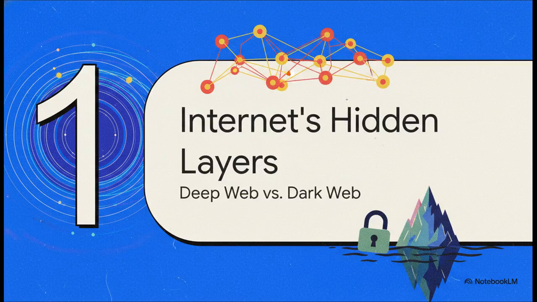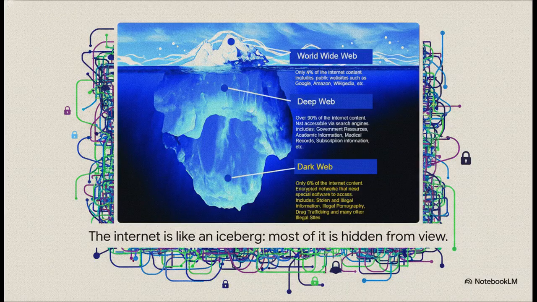Okay, first things first, we've got to get the names right. You've probably heard deep web and dark web thrown around, maybe even used them interchangeably, but they are not the same thing at all. So let's break down these hidden layers. The best way to picture it is with this iceberg analogy. That little tip sticking out of the water, that's the surface web. But underneath the water, there's this massive hidden chunk. That's the deep web. And way down in the darkest parts of that is the dark web.